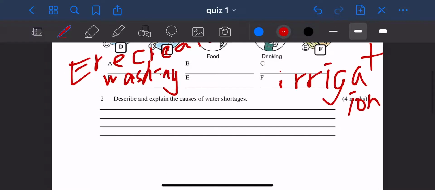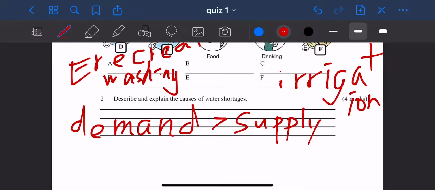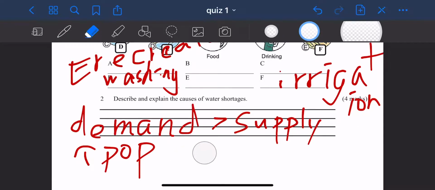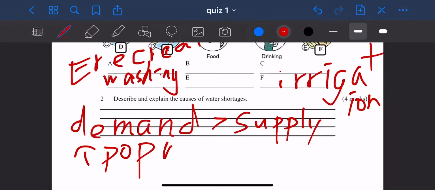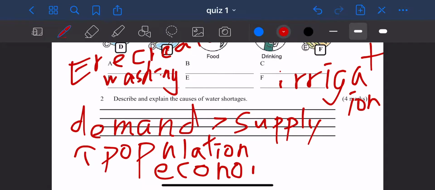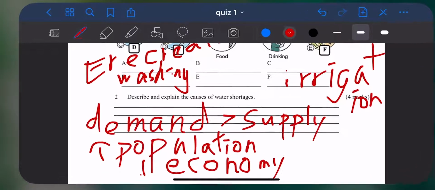So why the water shortage takes place is mainly because of the demand. The water demand is larger than the water supply. But why are we using more water while the supply is lower? Mainly because of the growing population and also increasing economic activity. Do you know how to spell increasing? I think you should know, and then population. And also our economy is increasing and rising, becoming more prosperous.